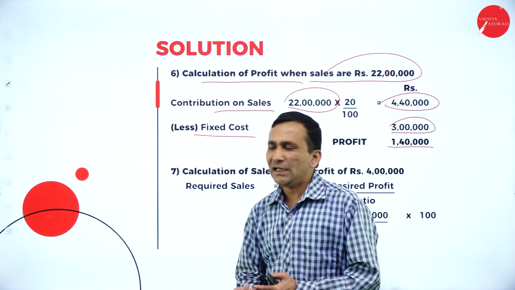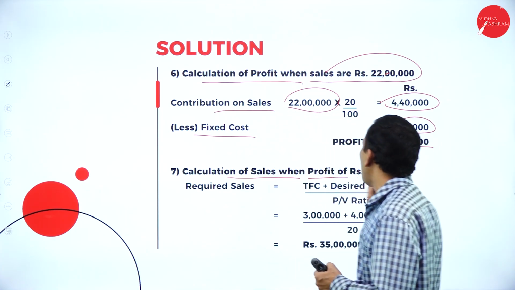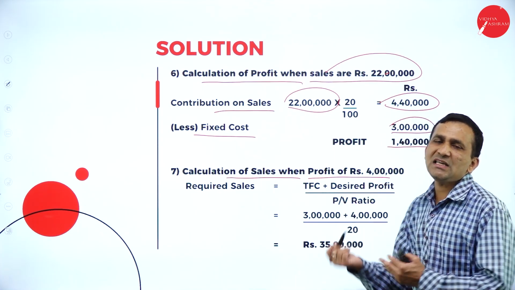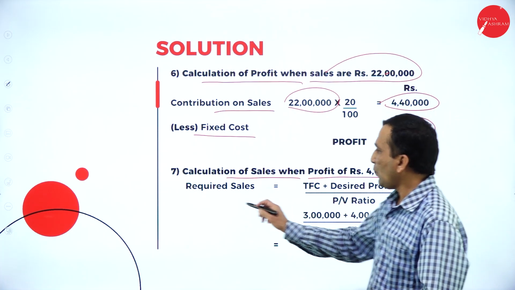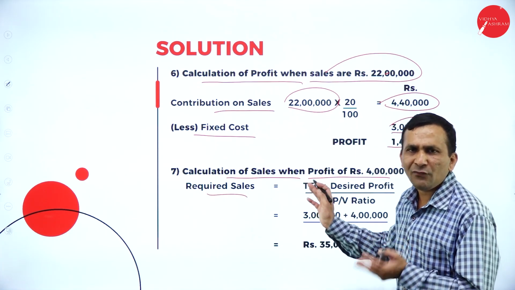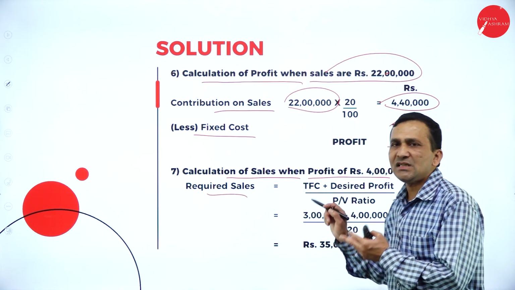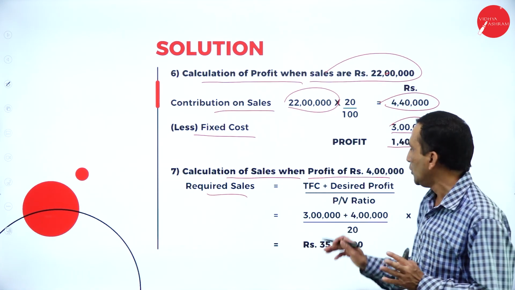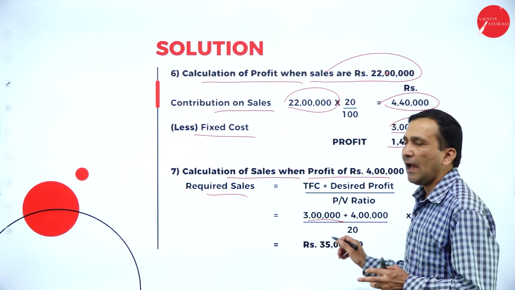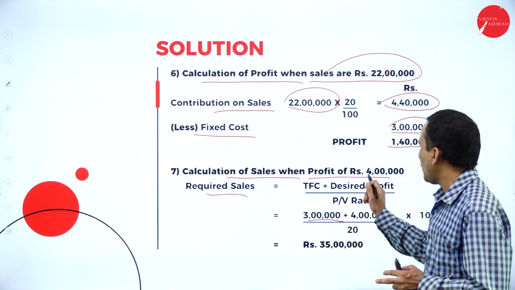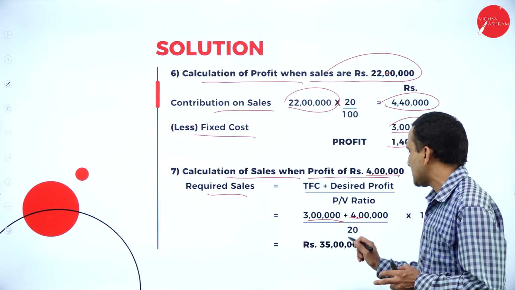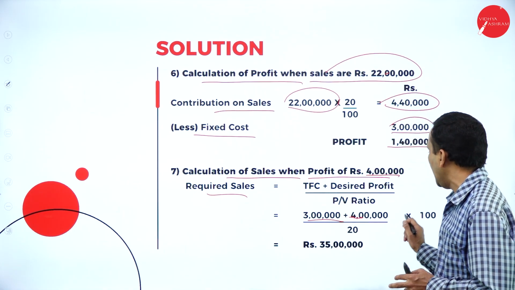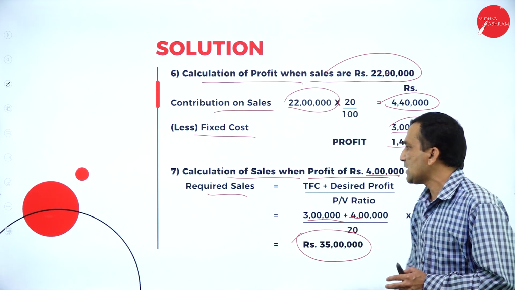Moving on to calculation of sales when profit is given as 4 lakhs. What sales are required? The formula for required sales is total fixed cost plus desired profit divided by PV ratio. Everywhere we are applying the PV ratio. Total fixed cost we know is 3 lakhs. Required profit is 4 lakhs, divided by PV ratio 20 into 100, so 35 lakhs we are getting.